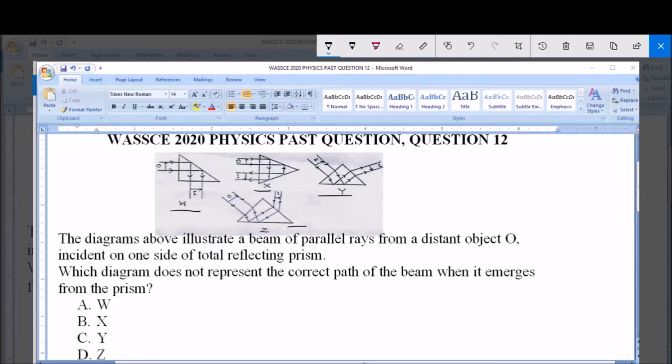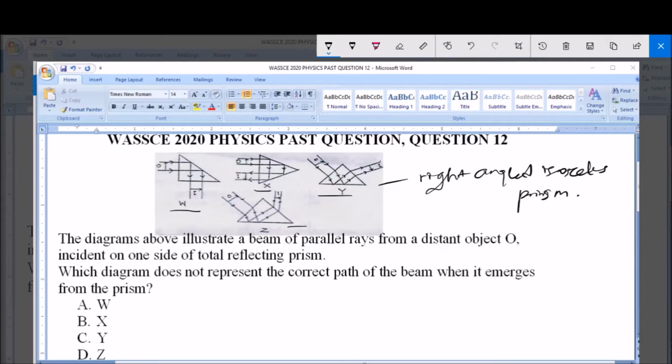Now each of these illustrations shows how light is being reflected by a triangular prism, and this prism we call a total reflecting prism. It's a total reflecting prism which is made up of right angled isosceles prisms. We call it a total reflecting prism because when light passes from one side and hits another side, it becomes reflected.